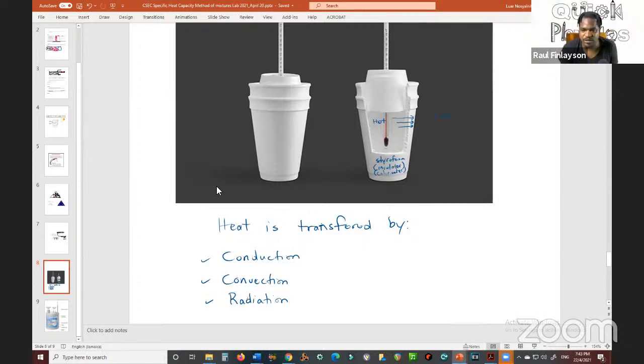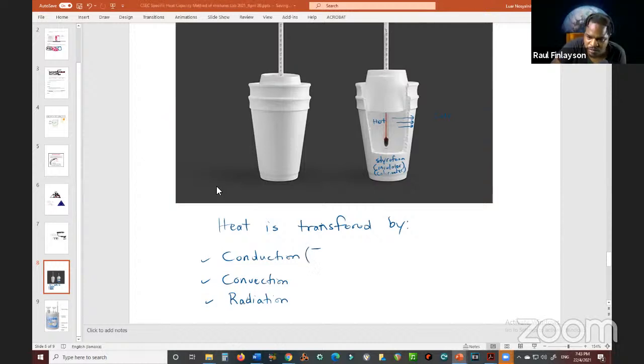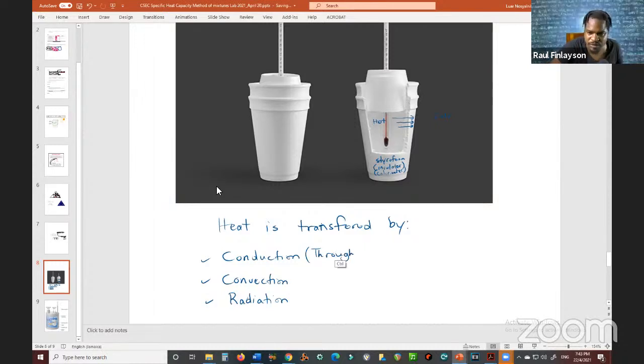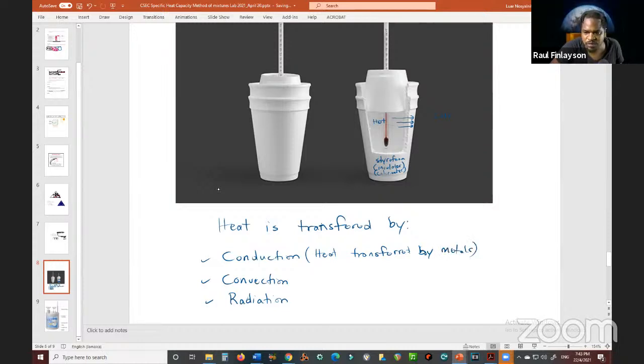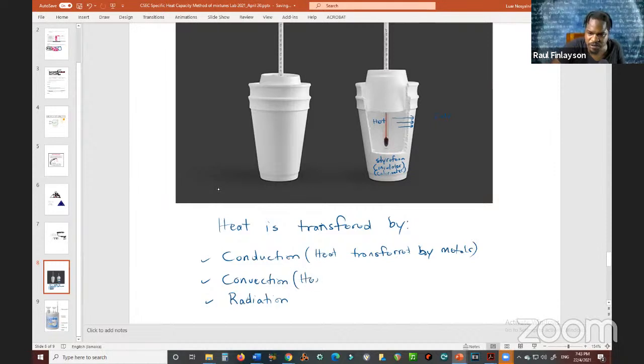So that's the idea there. But certainly radiation. All right, so through metals, heat transfer by metals. So heat, let me just write that down here. Heat transferred by metals. All right, so what we have here, convection, that's heat transferred by what? Liquids and gases.